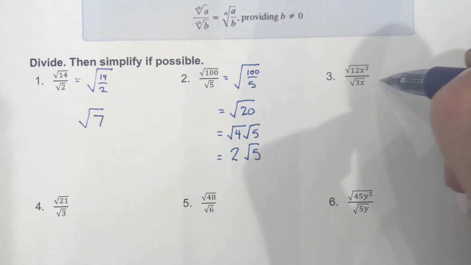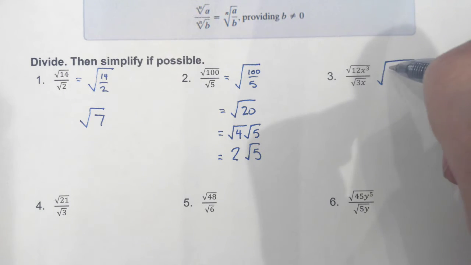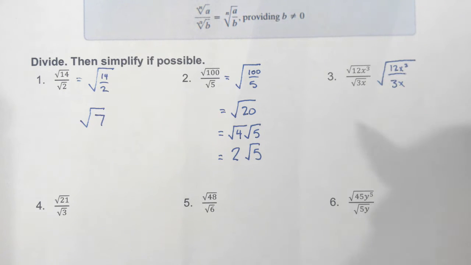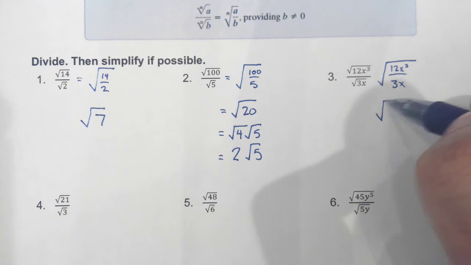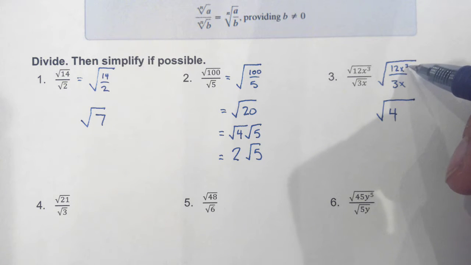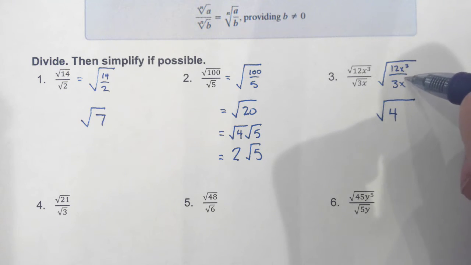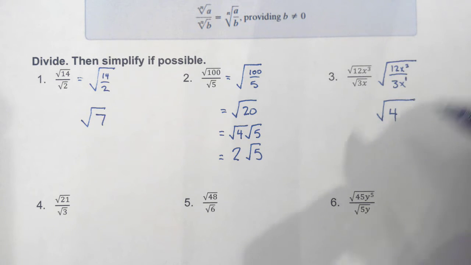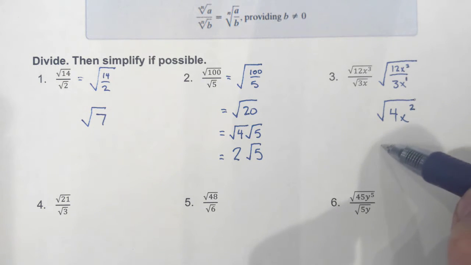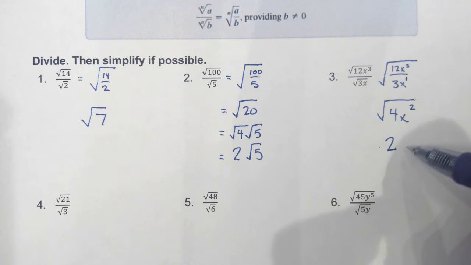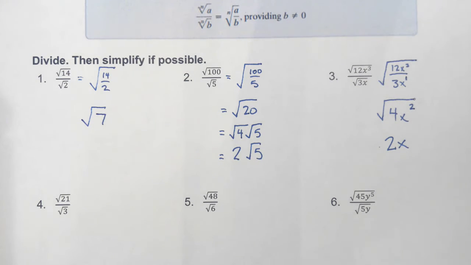Number three, same thing. Make it a single radical, 12x cubed over 3x. Do the division. 12 divided by 3 is 4. And then x cubed over x. Remember, you move the smaller one, and so you'd move the 3 up, subtract 3 minus 1 is 2, x squared. And then you apply the radical. The square root of 4 is 2, and the square root of x squared is, of course, x. So that all simplifies to 2x.